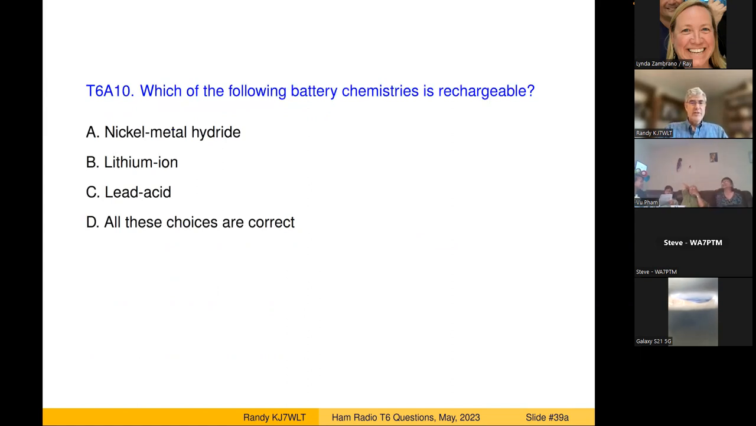All right, and then there's several questions about different types of batteries. Again, you could just memorize this, but I'll give you some hints to help you remember the answers. Which of the following battery chemistries is rechargeable? So there's lots of different kinds of batteries. There's, for example, lead acid batteries, which are the ones that are in cars typically. Lithium ion batteries are the ones that are in cell phones and laptops and radios and various other things. Nickel metal hydride batteries are often the A or C cells that you buy. So which of these is rechargeable?